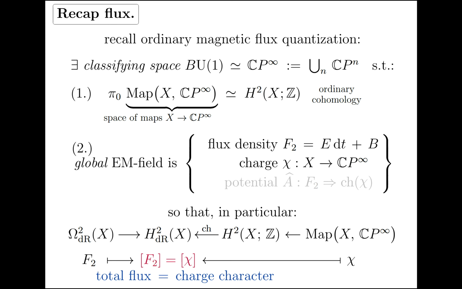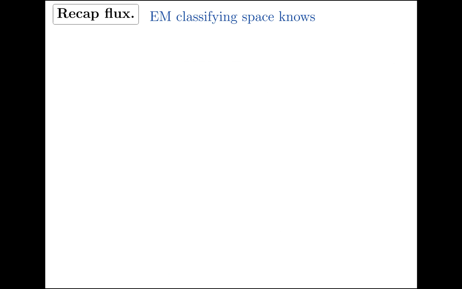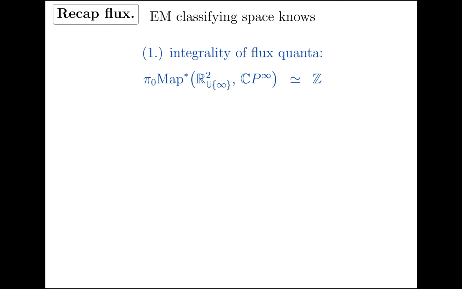Right here, so on the left we have total flux, on the right the charge character, and they must be equal in de Rham cohomology. That's ordinary magnetic flux quantization. So now the point is that this electromagnetic flux classifying space actually knows everything about the topological properties of the electromagnetic field.